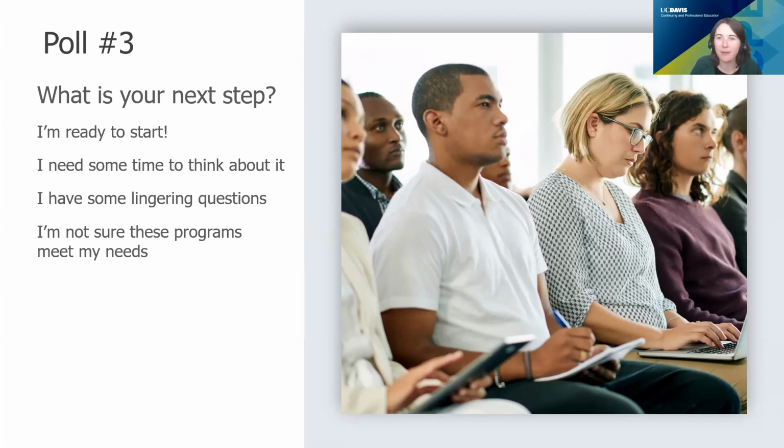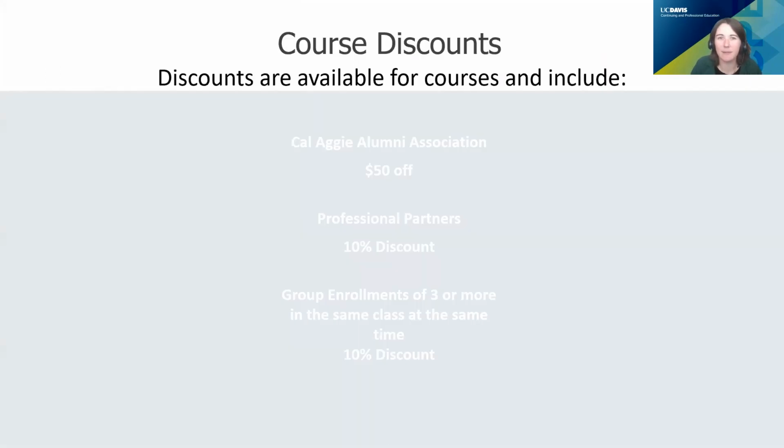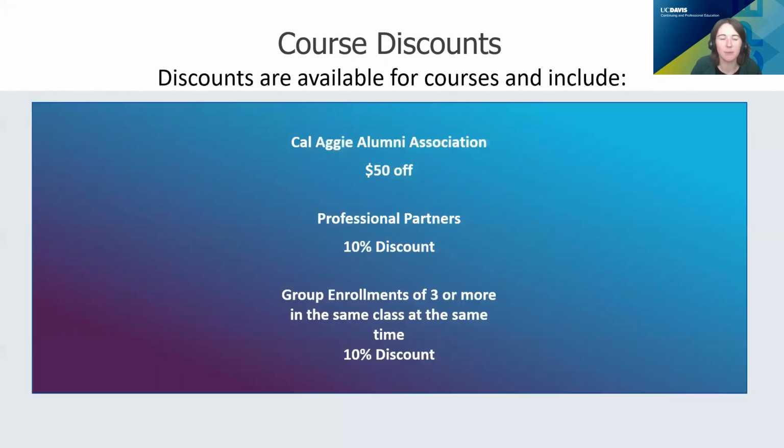But briefly, I want to go into a few things that we have available for our students. We do have discounts that we offer for our courses, and you can learn more about these on our website, but a few that I'm going to highlight here. Members of the Cal Aggie Alumni Association enjoy $50 off our courses, and this is actually a reciprocal benefit that extends to members of all UC alumni associations. So if you went to a different UC and you're a member of their alumni association, you will also get this benefit.